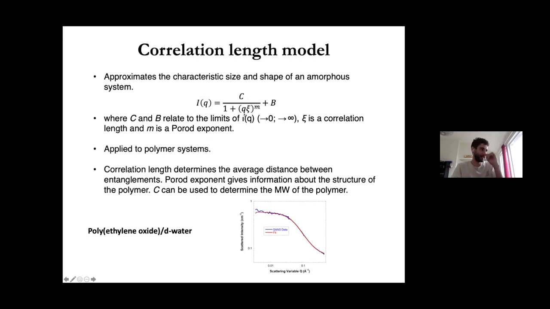And basically here you fit your data to this type of model and you get different parameters. So for example, C relates to the surface to volume ratio, so the interfacial scattering. Then we have this Porod exponent that relates to the behavior of that polymer. And then we have the correlation length that gives us information about the size of that system. So this is basically a quick way to assess the scattering from polymers.